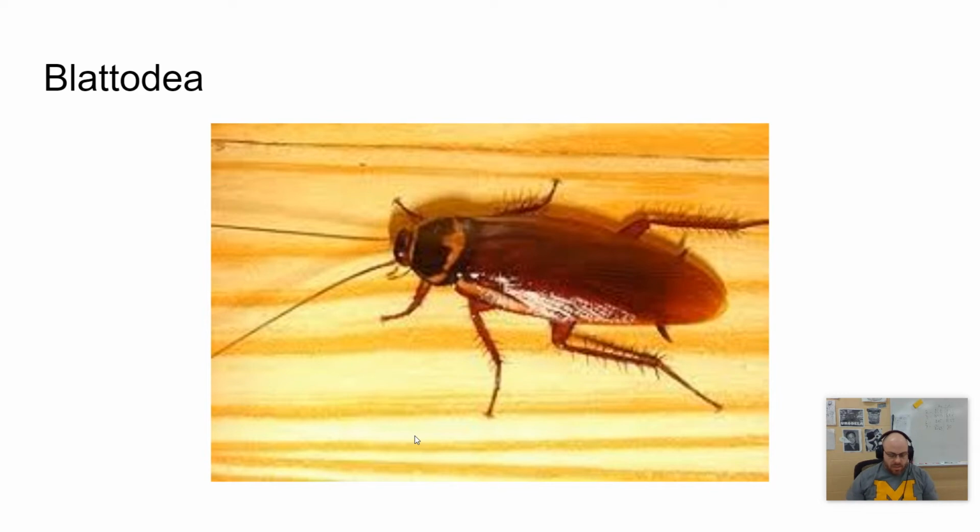Blattodea, these are cockroaches. They're typically noticed for their wide, flat bodies. They do have wings, but sometimes they're reduced. You can see the big wings on this guy, depending on the species. But Blattodea, these are cockroaches. Not always associated with human habitation, but in our country, they definitely are.